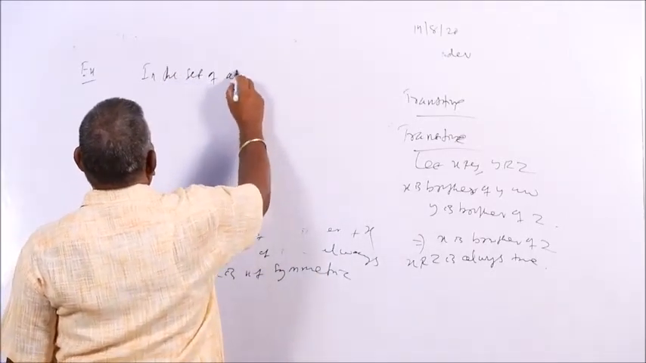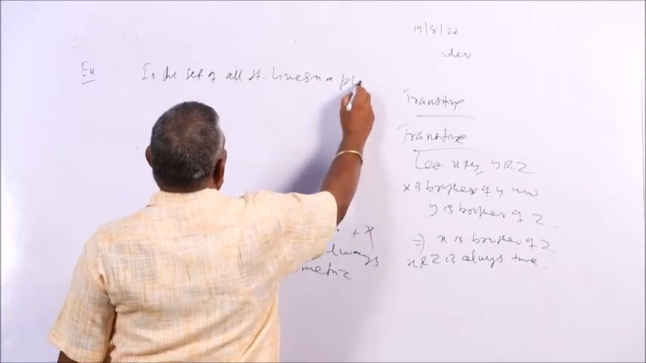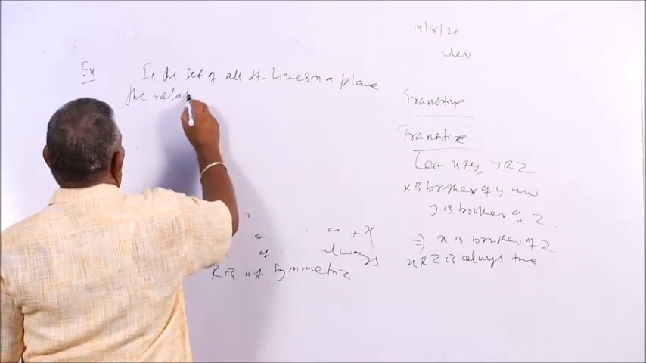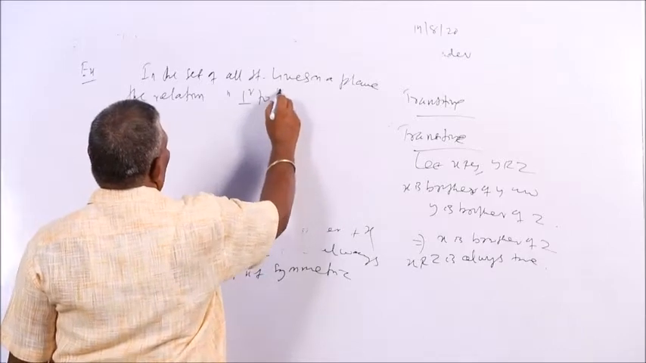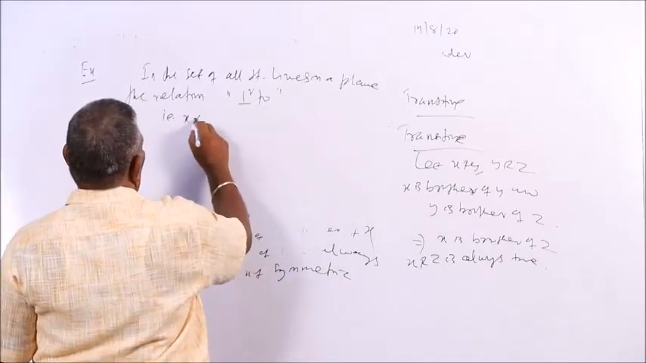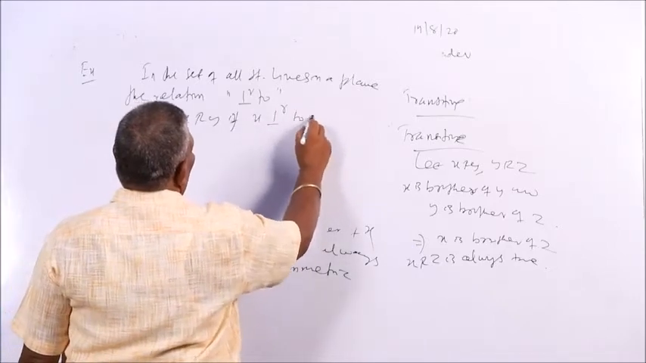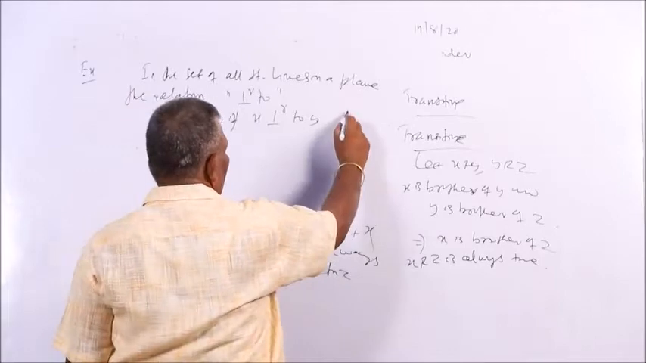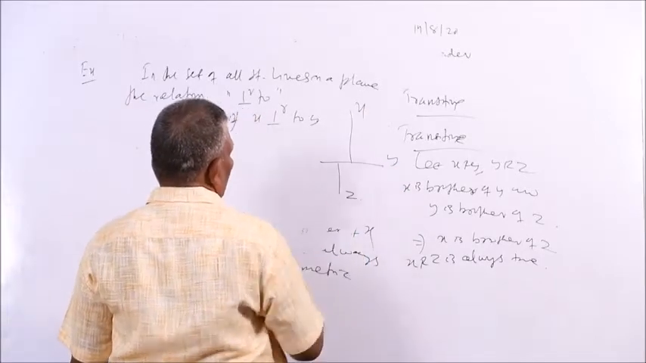In the set of all straight lines in a plane, the relation "perpendicular to", that is X R Y if X is perpendicular to Y. The relation is defined like this: X, Y, suppose Z.